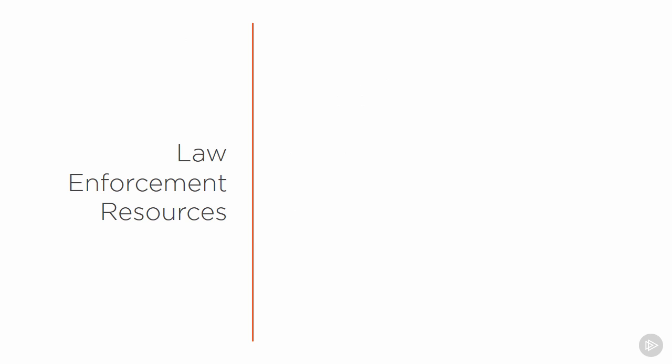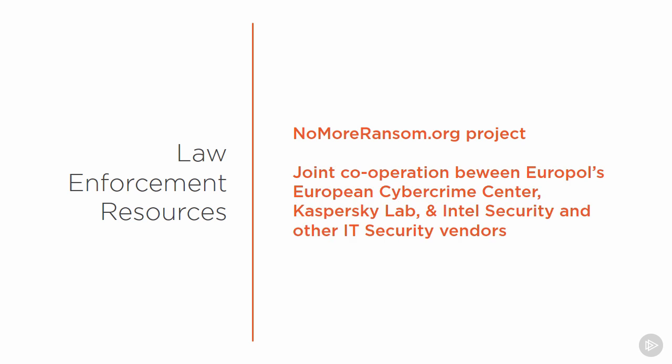From the law enforcement, surprisingly for ransomware, there is a large initiative underway, driven mainly by Europol, to help victims of ransomware. This initiative is centered around a shared website called nomoreransom.org. This project is a joint cooperation between Europol's European Cybercrime Centre, Kaspersky Lab, Intel Security, and other IT security vendors and government organizations. Let's jump in and have a look at exactly what's contained on the nomoreransom.org website.